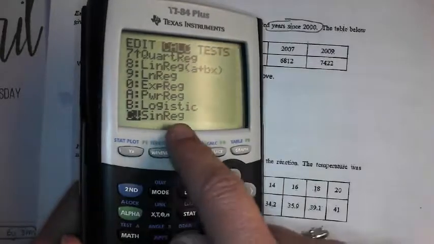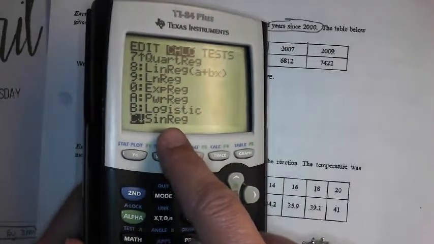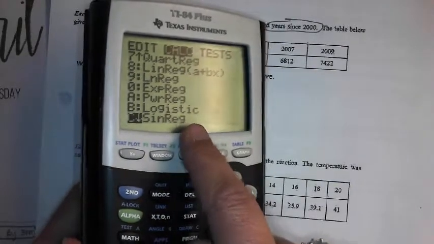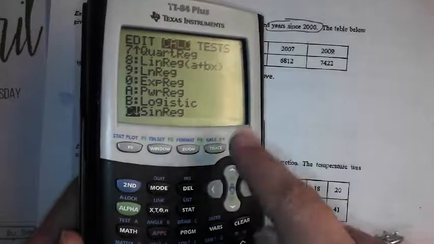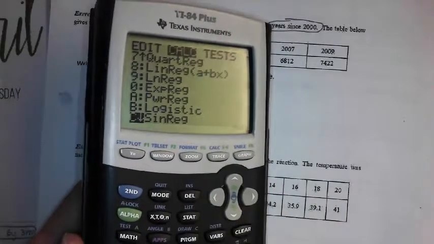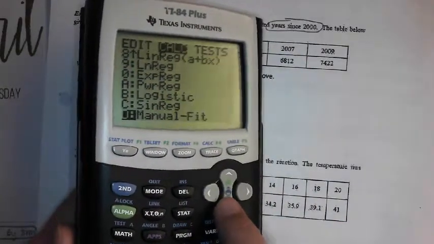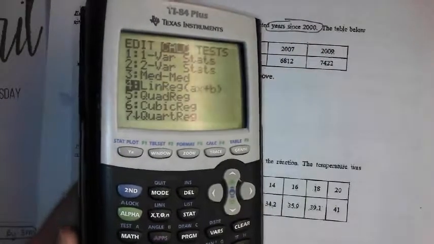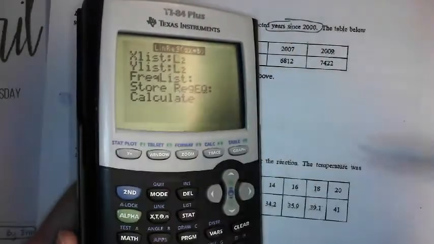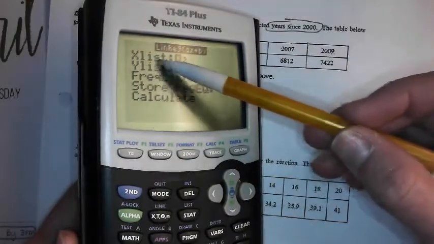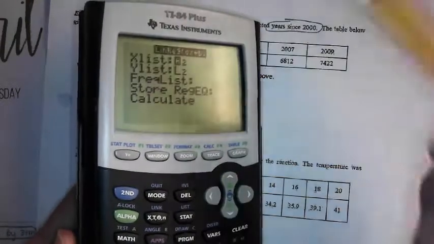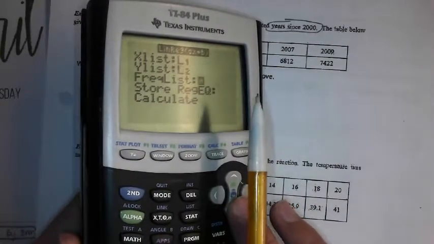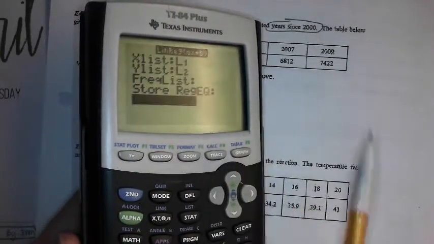And trig. If something has a seemingly trig pattern, they'll do a sine regression. Not a cosine, but a sine, because all cosines can feasibly be considered sines. That's it. So we'll start with the linear one here. And then again, it's going to ask you, where are your x-coordinates coming from? Not list 2, they were actually list 1, so I'd have to change that. Then there's list 2 for the y, there's no frequency, so we'll just calculate.